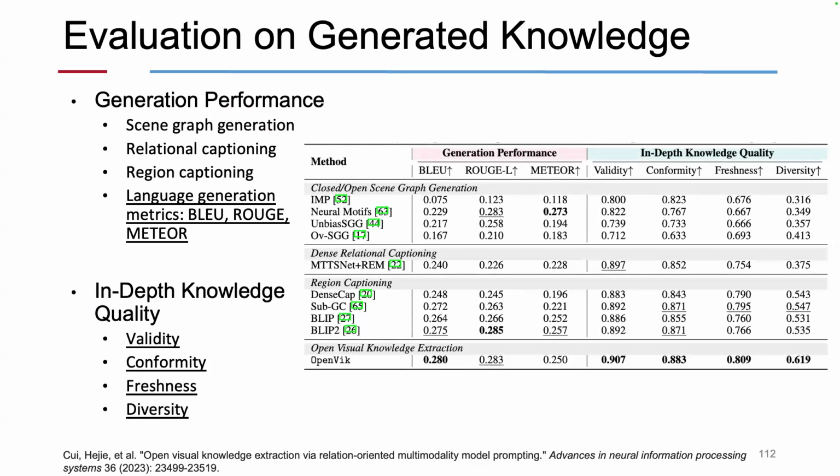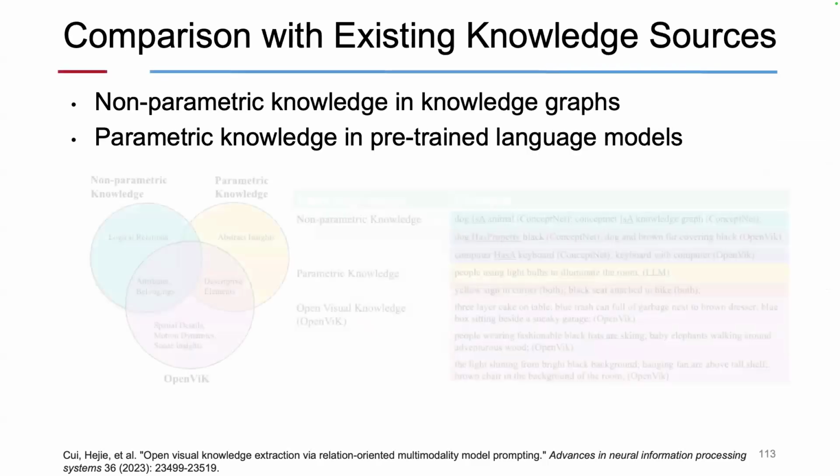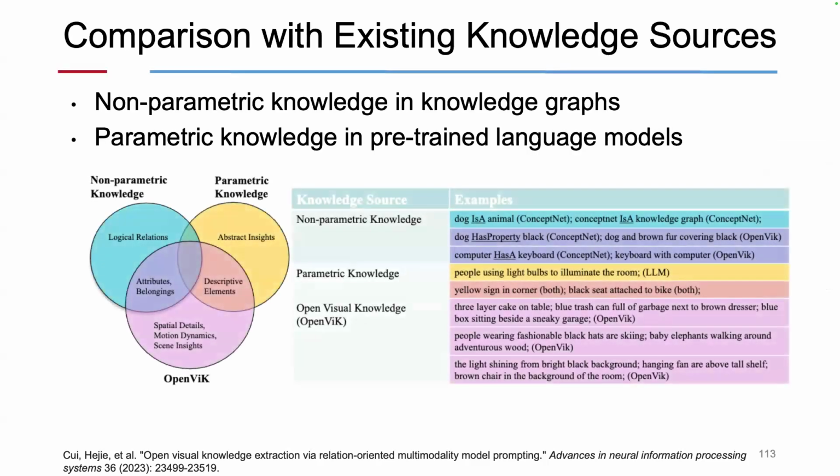We compared with a lot of baselines using different kinds of scene graph generation or relational captioning, dense relational captioning. Compared with these models, we used a few commonly used metrics and also designed a few metrics of our own to highlight the different perspectives of the knowledge we generate. There's also the so-called parametric or non-parametric knowledge.